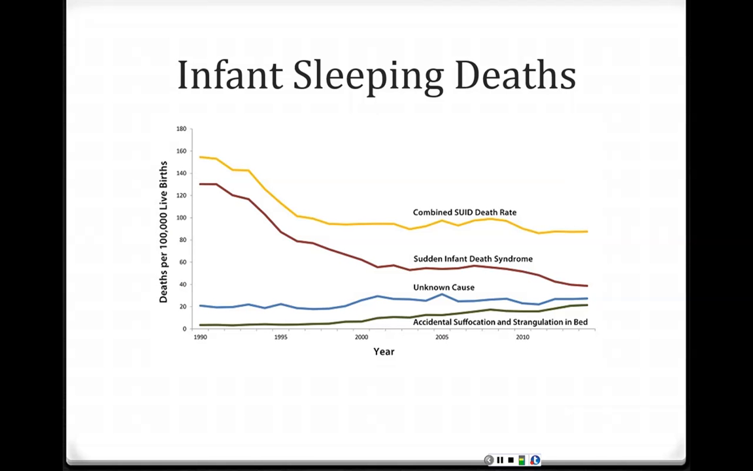Next, you can see our chart of infant sleeping deaths, and you can see how infant deaths have decreased drastically since we have implemented the Back to Sleep program. However, it is still not at zero, and that is the reason we must be diligent in how we put our babies down to sleep.